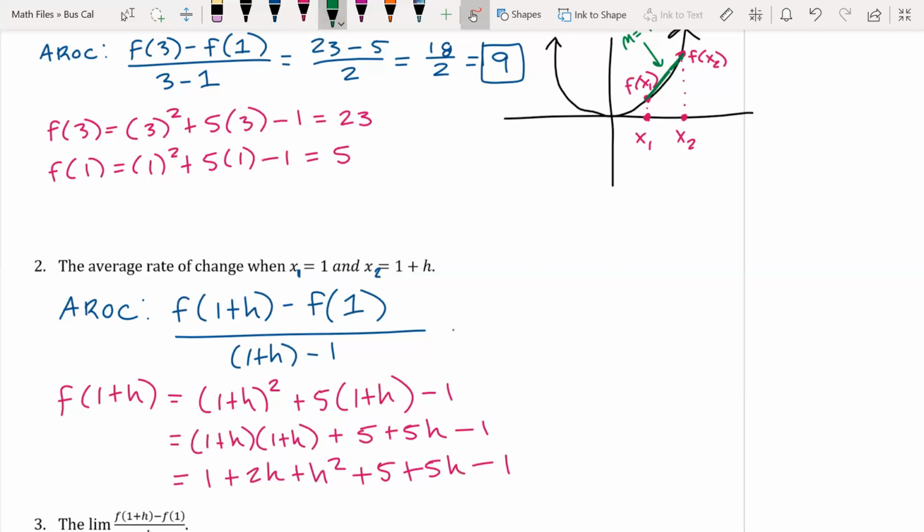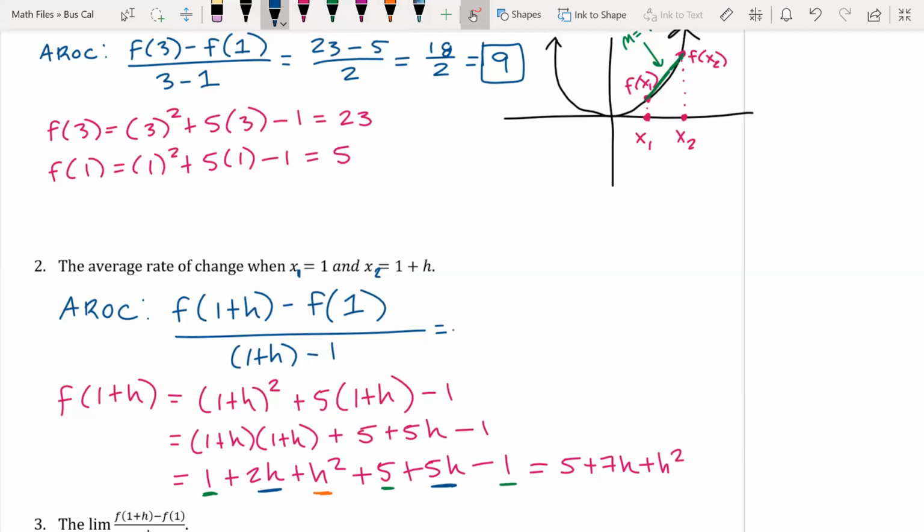Okay, almost done. We see we have some like terms we can combine. So I have this 1, 5, and negative 1. That's just going to give me 5. And then I have 2h and 5h, that's going to give me 7h. And then all that's left over is this h squared, so plus h squared. Okay, so that is what f of 1 plus h is, which means we can now continue to find the average rate of change.